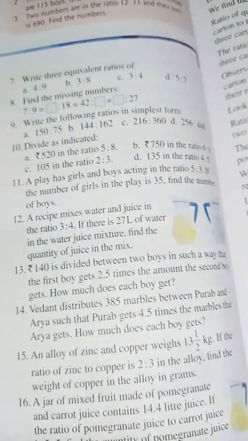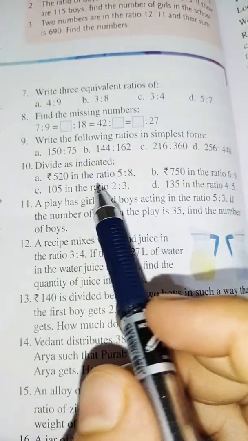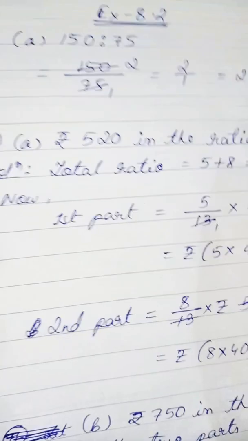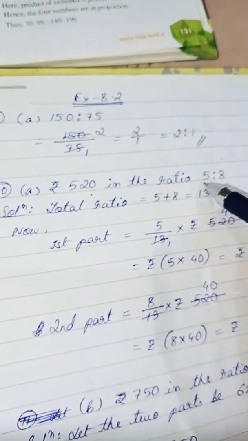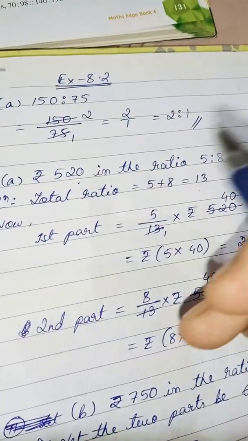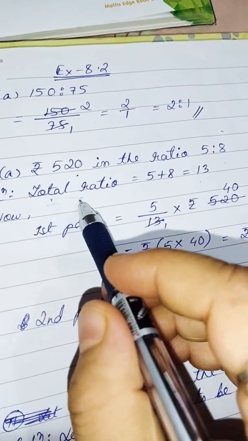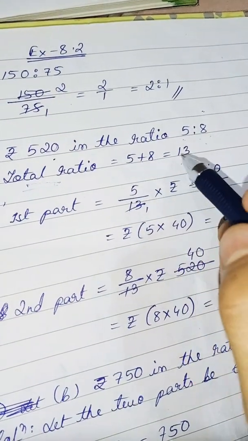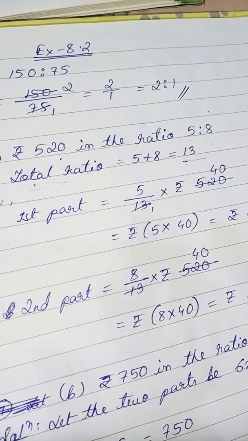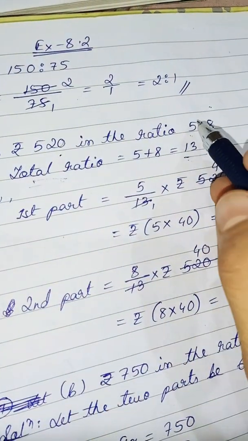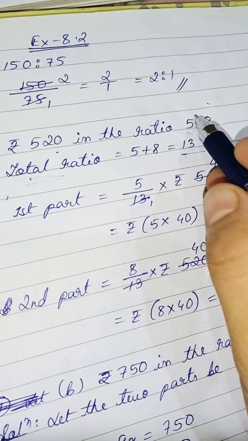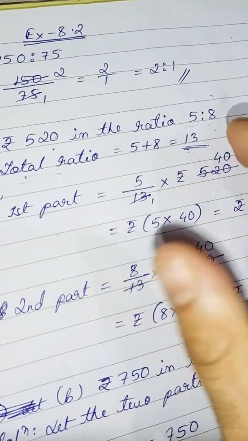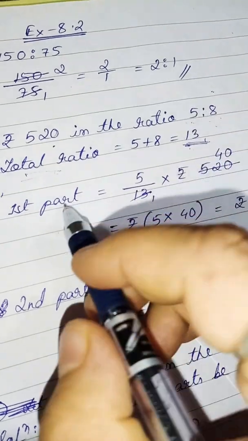So there are two methods. I will show you both the methods. One method I have shown in this one and the other method I will show in this one. The first method is like this, that you have to divide 520 in the ratio 5:8. In this case what we do is we find out the total ratio. Total ratio means the sum of these two parts, that is 5 plus 8, 13. Okay. Now the first part is 5 out of how much? Out of 13. So the total overall part is 13. Out of that, 5 is the first part.